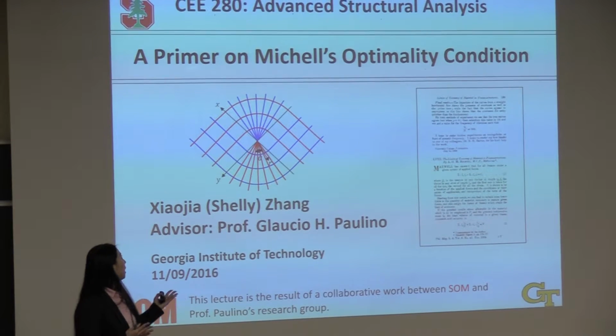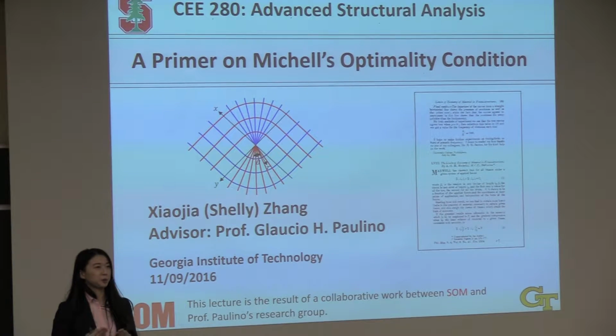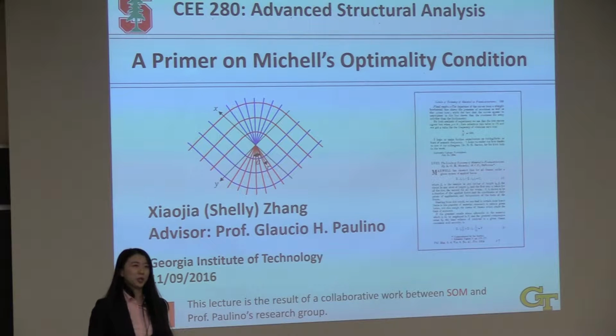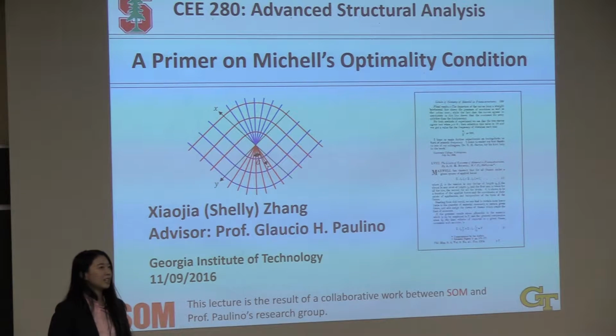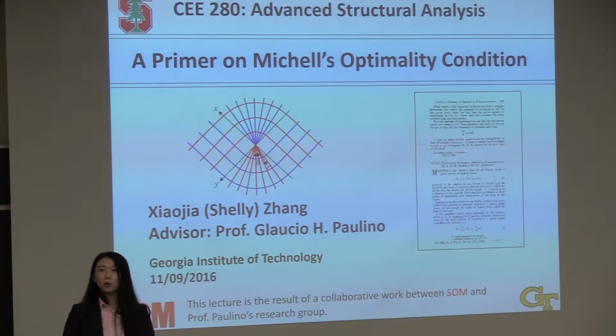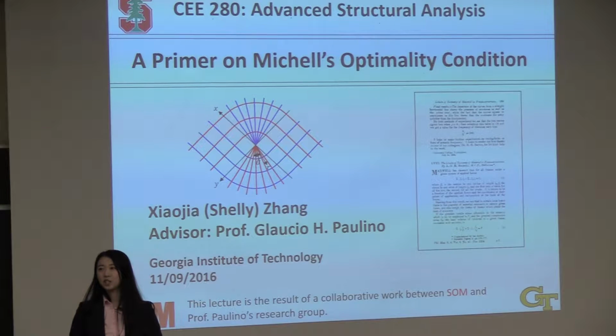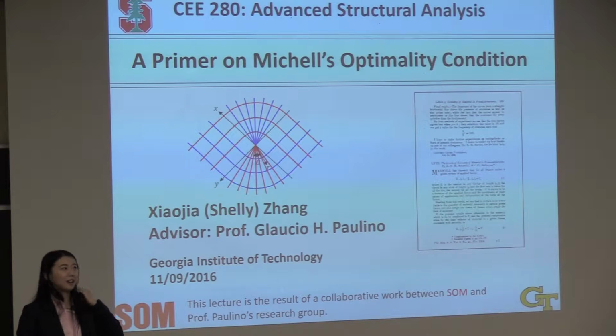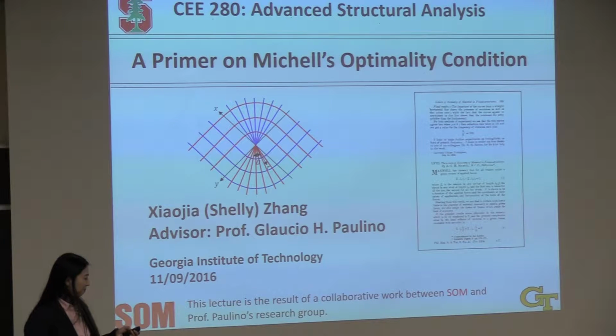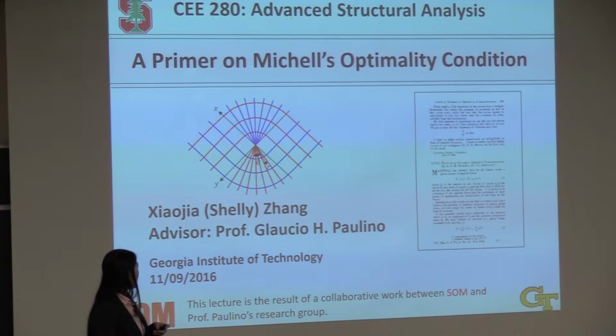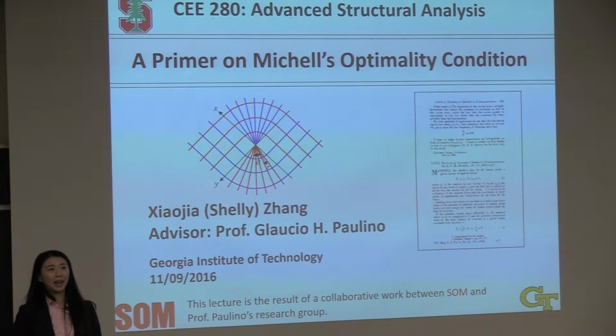So first of all, let me begin by asking you a question. So many people have been asking over and over again, what does the optimal structure look like? Michell in 1904 wrote a paper explicitly about the optimality condition for optimal structure. Today I'm going to give you a primer on Michell's optimality condition. And this work was a collaboration with SOM.